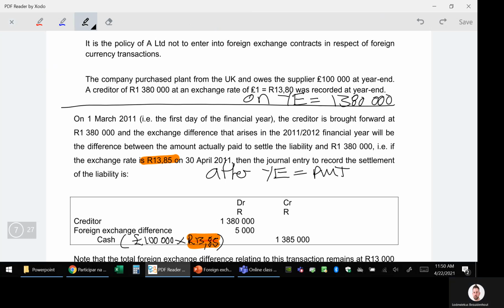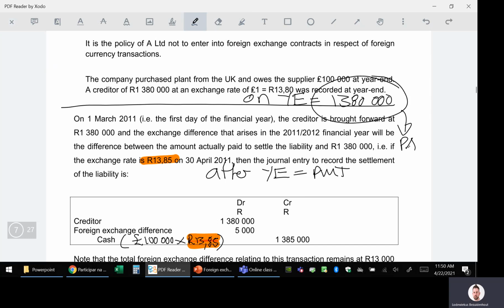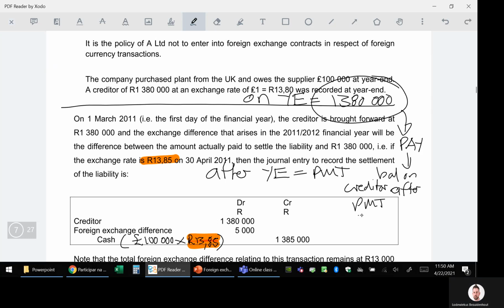On year end, our creditor is 1380. So now if we pay that creditor, we shouldn't owe anything. So the balance on the creditor after the payment is 0. So what do we do? We just debit the creditor with 1380. So now our creditor is 0. And because we paid more than what the creditor balance was, we would have a foreign exchange loss of 5,000.